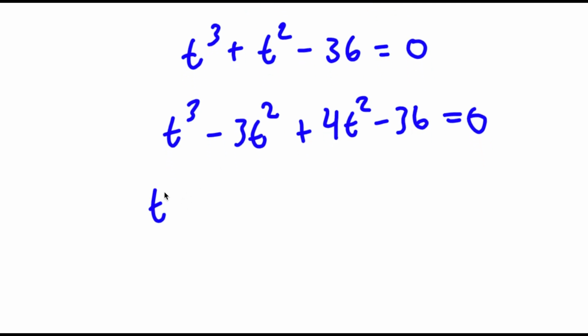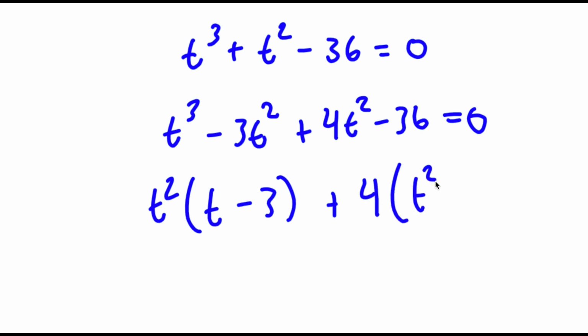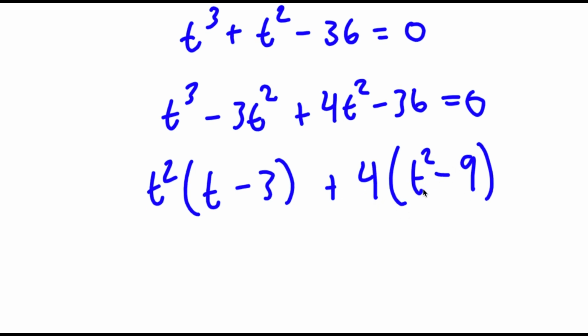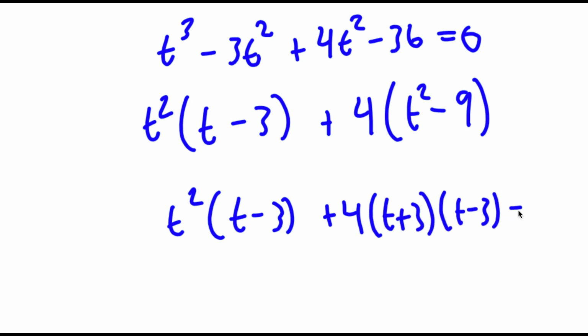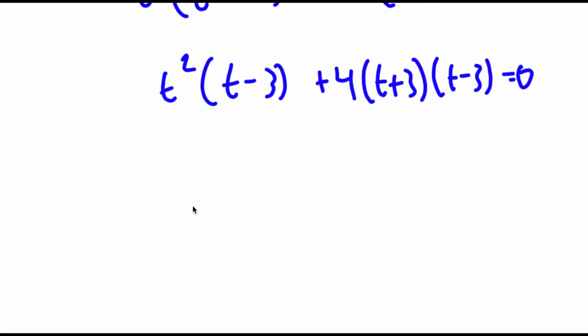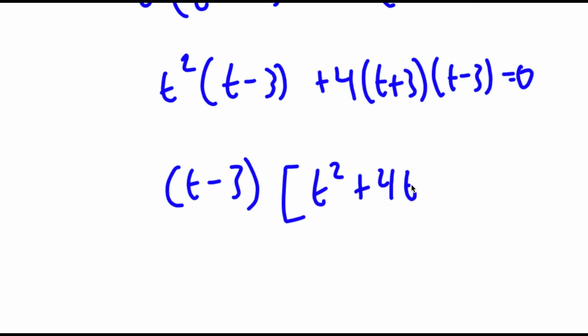And now, if I factor out t squared from t to the power of 3 minus 3t squared, I get t squared times (t minus 3) plus, now I have 4 times (t squared minus 9). Now, this is the same thing as t squared times (t minus 3) plus 4 times (t plus 3) times (t minus 3) is equal to 0. Now, if I factor out t minus 3, I get (t minus 3) times (t squared plus 4t plus 12) is equal to 0.